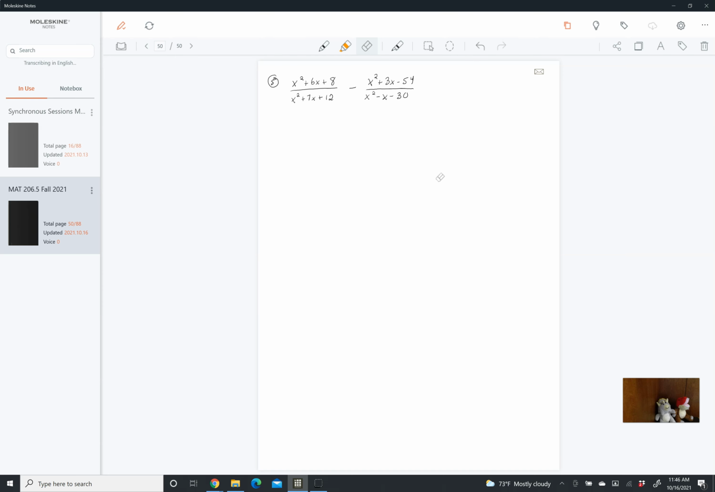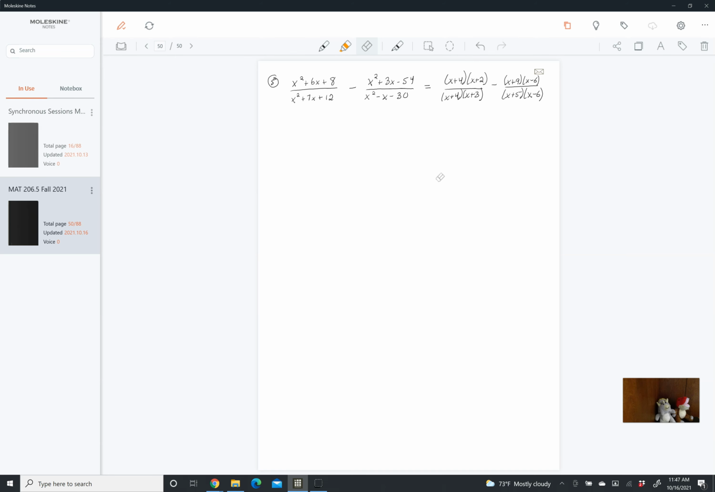And when you factor, x squared plus 6x plus 8 factors to x plus 4 times x plus 2. You have to factor the denominator. The denominator factors to x plus 4 times x plus 3. And if we do the other side, x squared plus 3x minus 54 is x plus 9 over x minus 6. And x squared minus x minus 30 is x plus 5 over x minus 6.